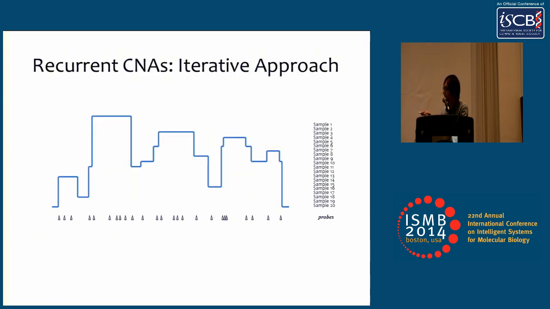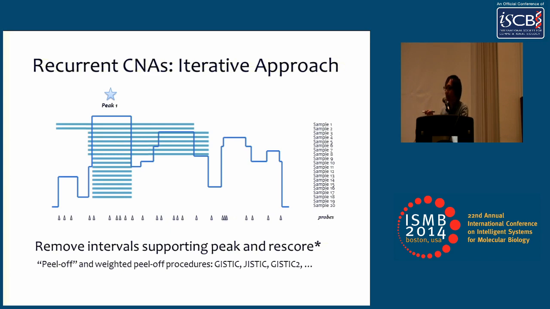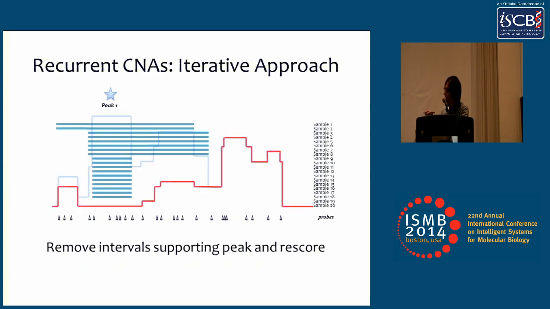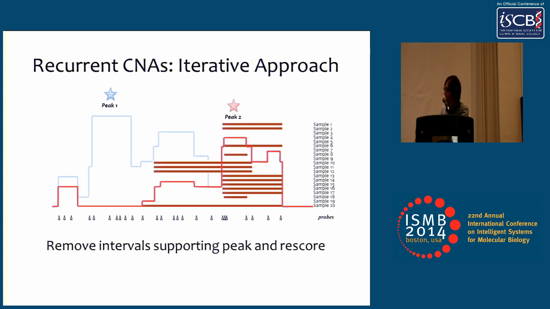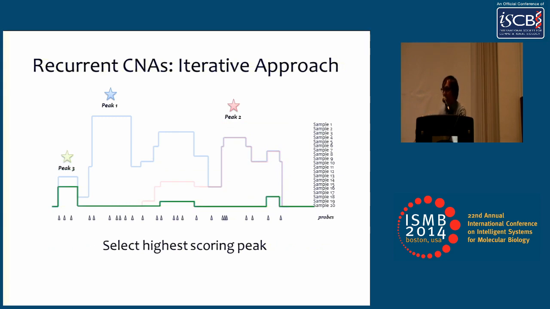The next challenge is that once you get these high scoring regions, how do you determine which high scoring region should be the driver? They propose an iterative approach, which I will mention briefly in the following slides. The idea is that you select the highest score peak, and then you remove the interval, or in the later approach, GISTIC-2, they reweight the intervals supporting that peak and then rescore. You get a new curve without the intervals supporting the main peak, and then you pick the highest score again for this new curve and do the same thing. You remove the intervals supporting the peak, and then you get the third curve, the green one here. This approach looks promising because you can get three peaks and treat them as the drivers.